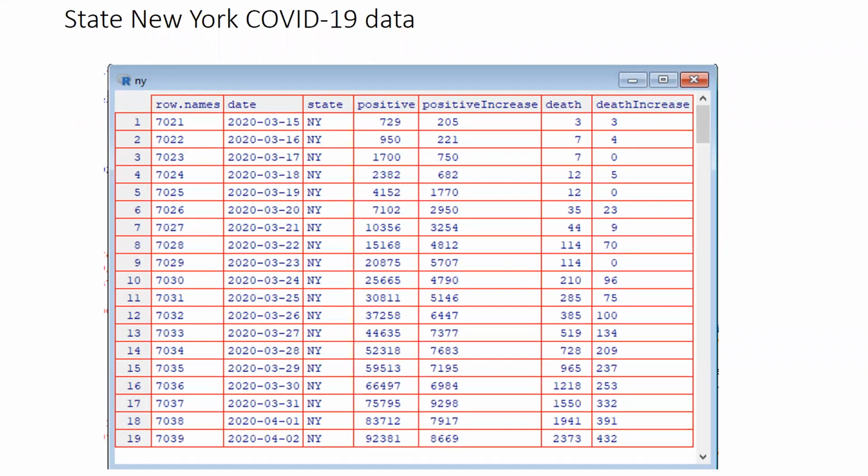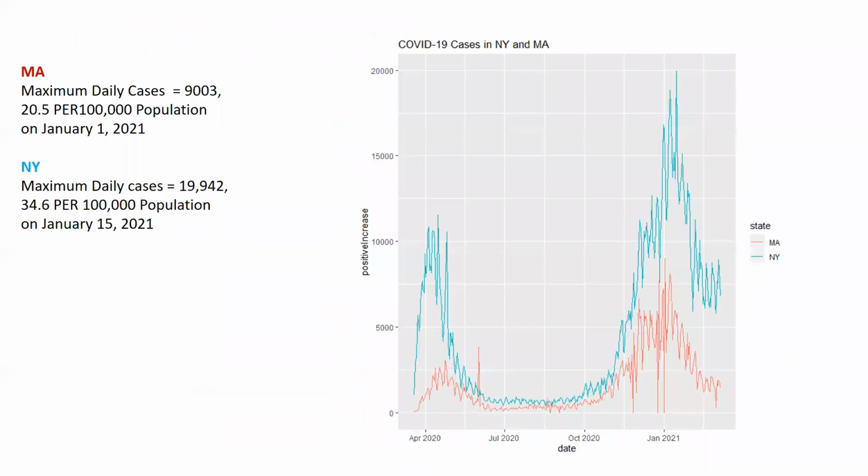This table is COVID-19 data for New York State in a time sequence starting from March 15, 2020. This graphic shows a time sequence chart of cases for the states Massachusetts and New York. For Massachusetts, the maximum daily cases was on January 1st, 2021. It was 9,003 counts, about 20.5 per 100,000 population. While for New York, the maximum count was on January 15th, 2021. It was about 19,942, about 34.6 per 100,000 population.